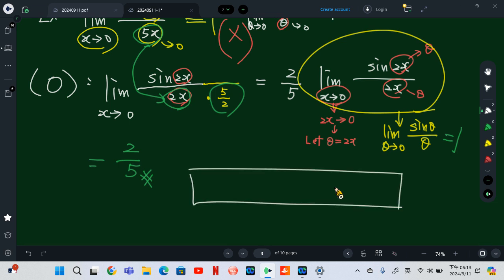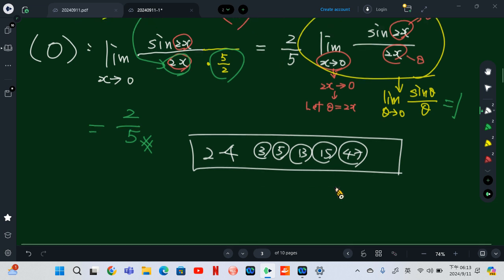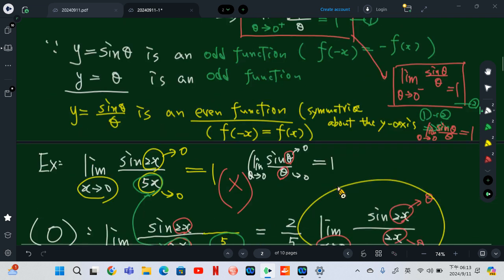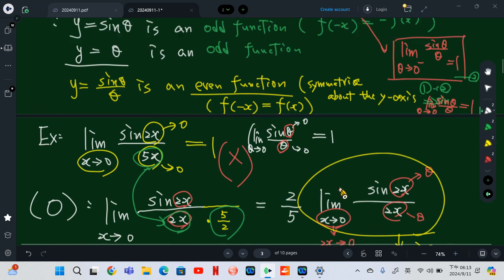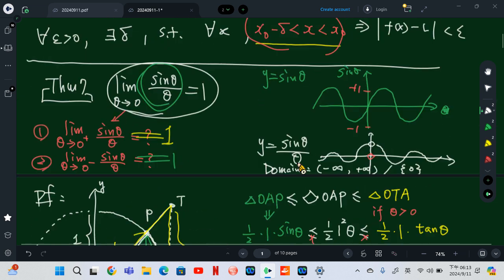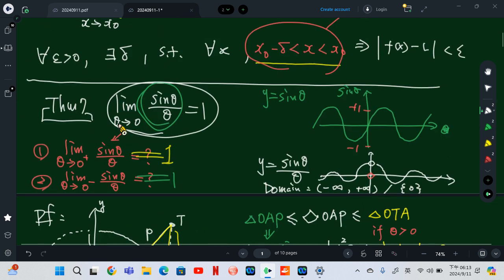This is for section 4. So again, I give you some questions for your reference. Is that okay? At this moment, what you need to memorize in your mind is this one.